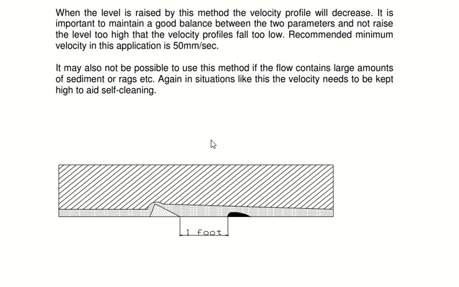So here in the image you can see it. When the level is raised by this method, the velocity profile will decrease, and it is important to maintain a good balance between the two parameters and not raise the level so high that the velocity falls too low, right? The recommended minimum velocity in this application is 50 millimeters per second. It may also not be possible to use this method if the flow contains a large amount of sediment or rags, etc. So again, in such situations, the velocity needs to be kept high to aid self cleaning.